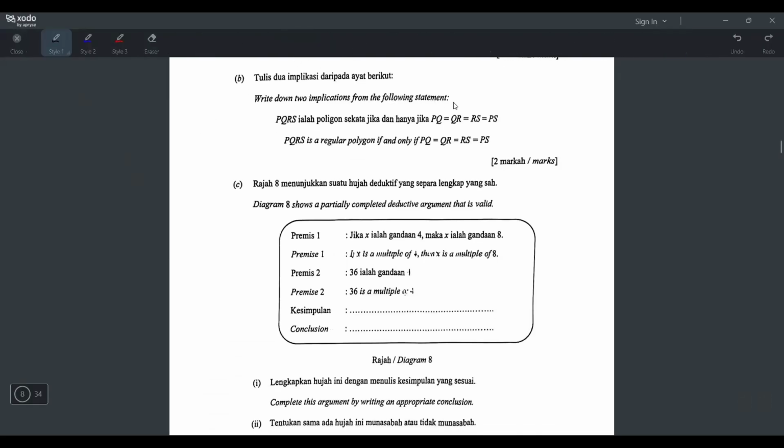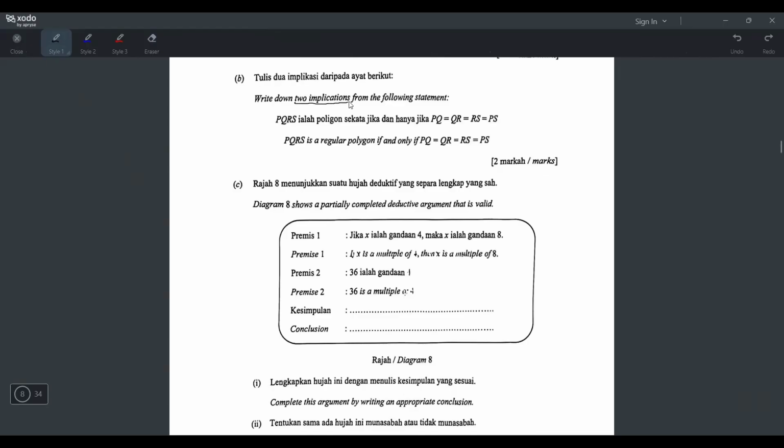Write down two implications from the following statement. So PQRS is a regular polygon if and only if PQ equals QR equals RS equals PS. This type of question is very common in the exam. It's very easy. You don't have to use your brain. This one, you just follow the format.